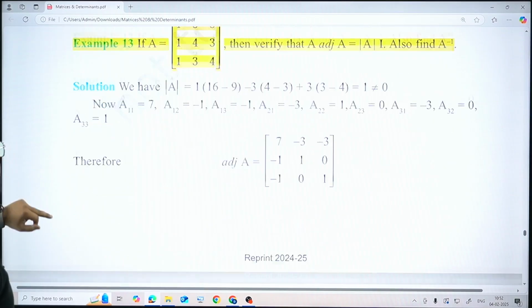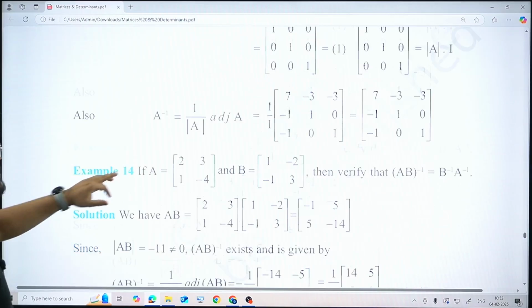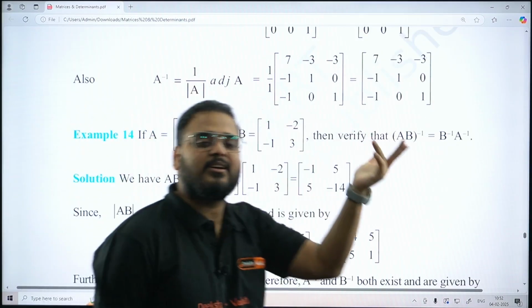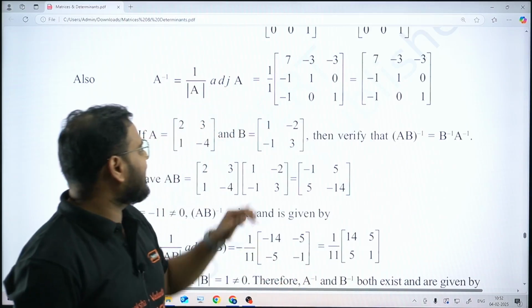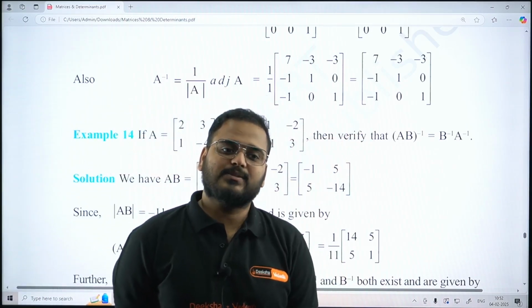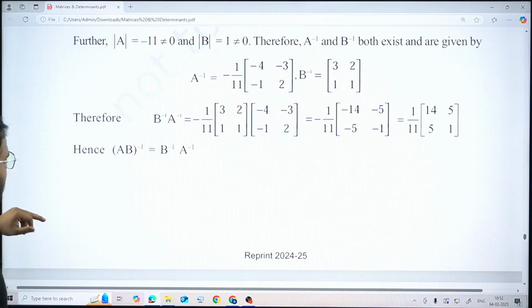Example number 13. Please solve this. Check the formula here: adjoint A by determinant A. So you have to check the determinant first to check whether it is non-singular or not, and then find the adjoint A. How do you find that? Write all the cofactors and take the transpose. Okay, please check. What else we have?